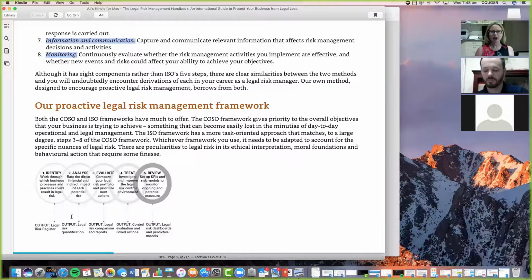in the, where are we? Here, this is it. CQU, the lovely CQU risk management framework. And here is the consequence/likelihood matrix there.